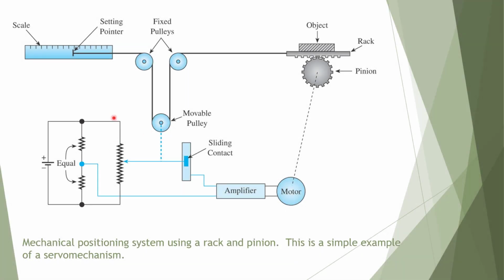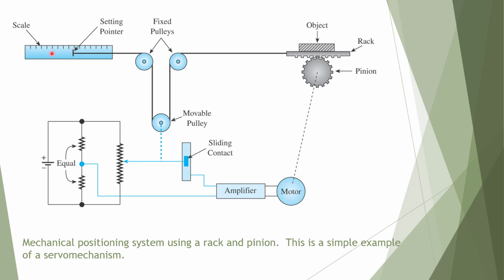Let's take a look at this one. I have a rack and pinion, so I have a motor here, and the motor is driving this rack and pinion system that's going to move this object one way or the other. And this is my setting. This is an input. I want that device to be in a certain place. So I'm going to move this on the scale to tell me where I want that piece to be.